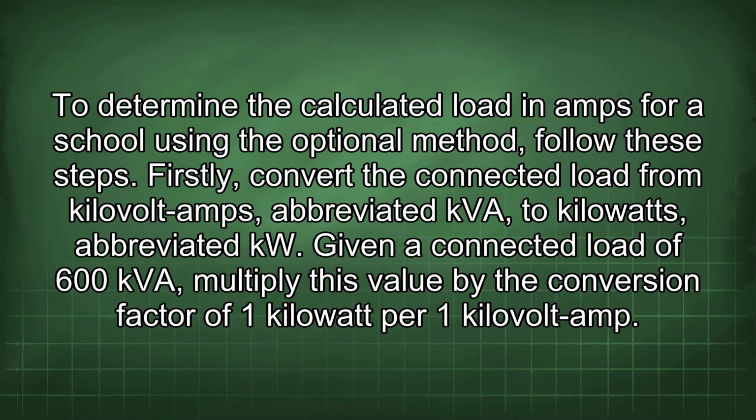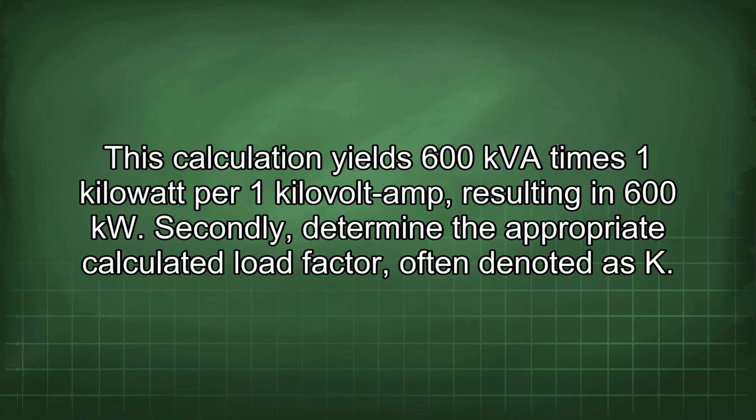To determine the calculated load in amps for a school using the optional method, follow these steps. Firstly, convert the connected load from kilovolt amps, abbreviated kVA, to kilowatts, abbreviated kW. Given a connected load of 600 kVA, multiply this value by the conversion factor of 1 kilowatt per 1 kilovolt amp. This calculation yields 600 kVA times 1 kilowatt per 1 kilovolt amp, resulting in 600 kW.